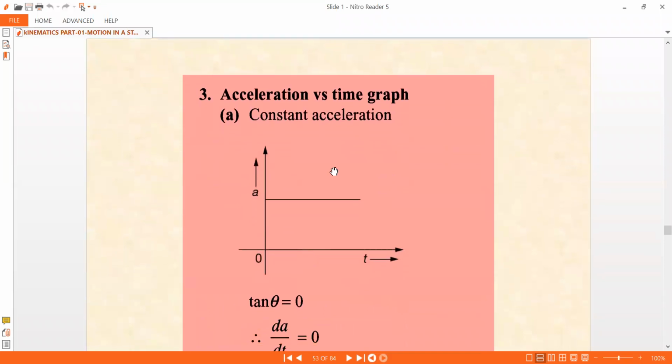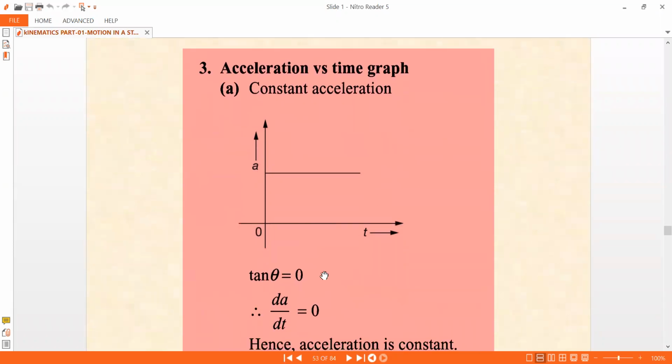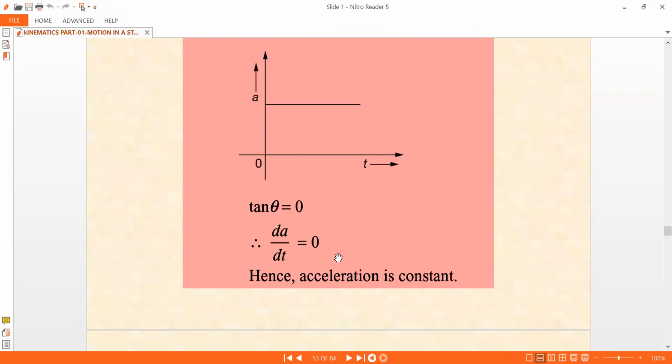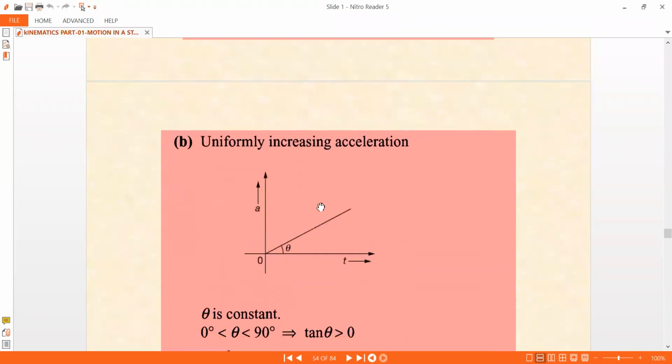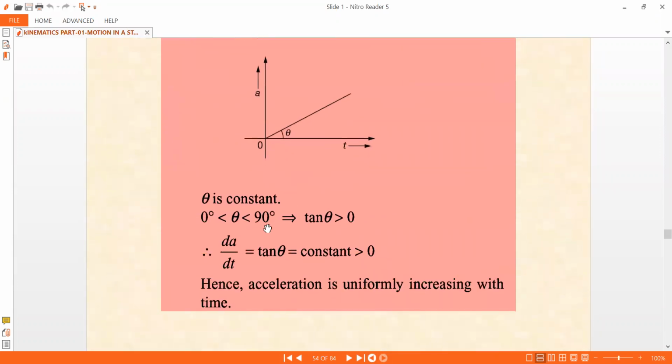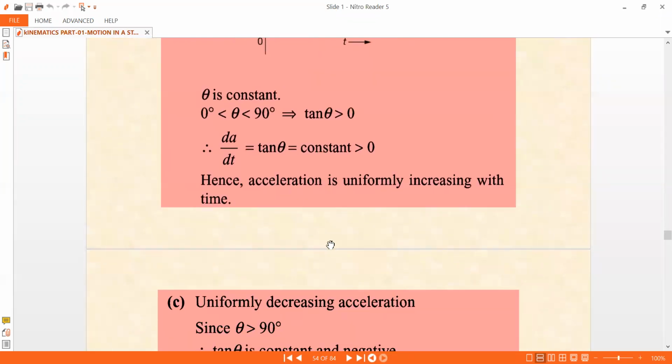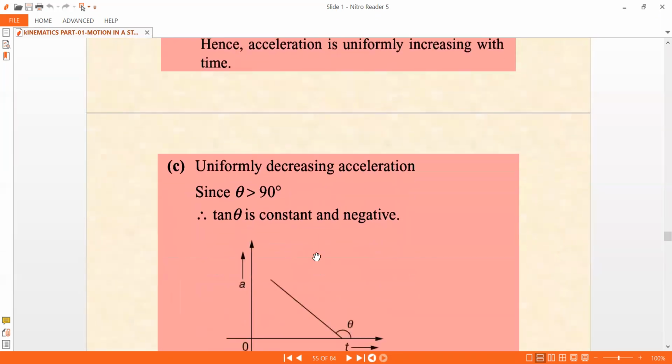The acceleration versus time graph for constant acceleration will be like this, and the line is parallel to the time axis. Tan theta equals 0, dA by dt equals 0, and the acceleration is constant. If the acceleration is increasing uniformly, then you have a straight line where theta is constant and an acute angle, and dA by dt is tan theta, that is constant, so the acceleration is uniformly increasing with time.